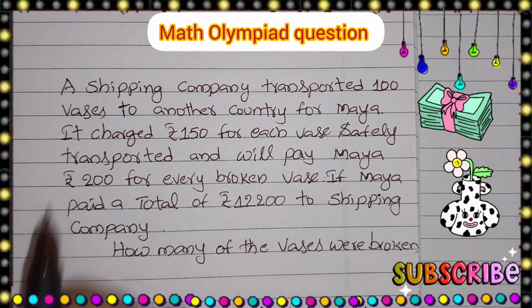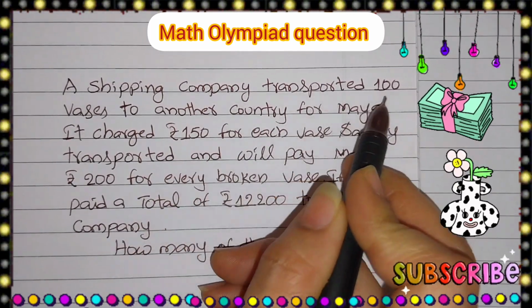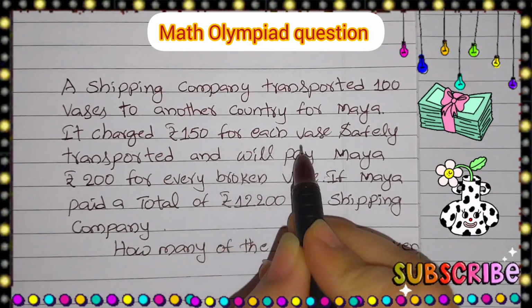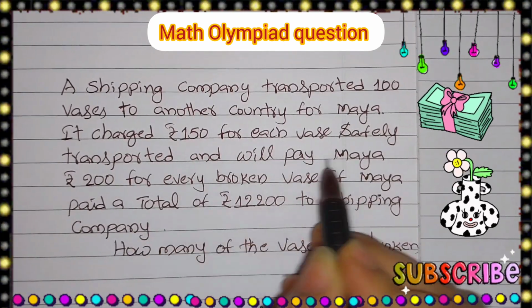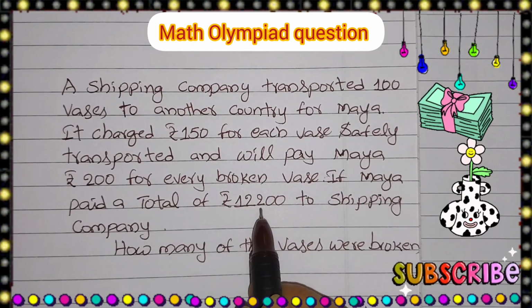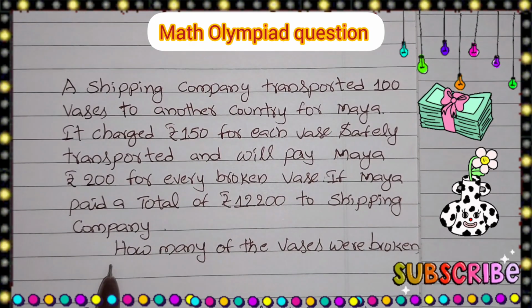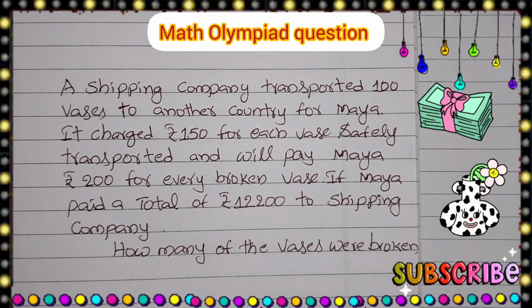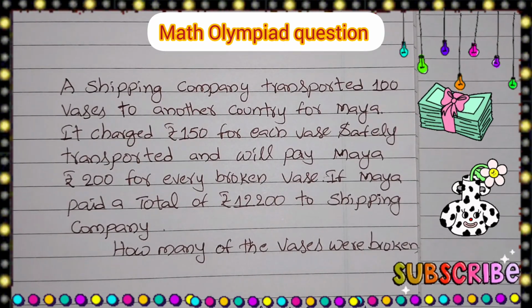Second question is: a shipping company transported 100 vases to another country for Maya. It charged 150 rupees for each vase safely transported and will pay Maya 200 rupees for every broken vase. Maya paid a total of 12,200 to the shipping company. How many of the vases were broken?